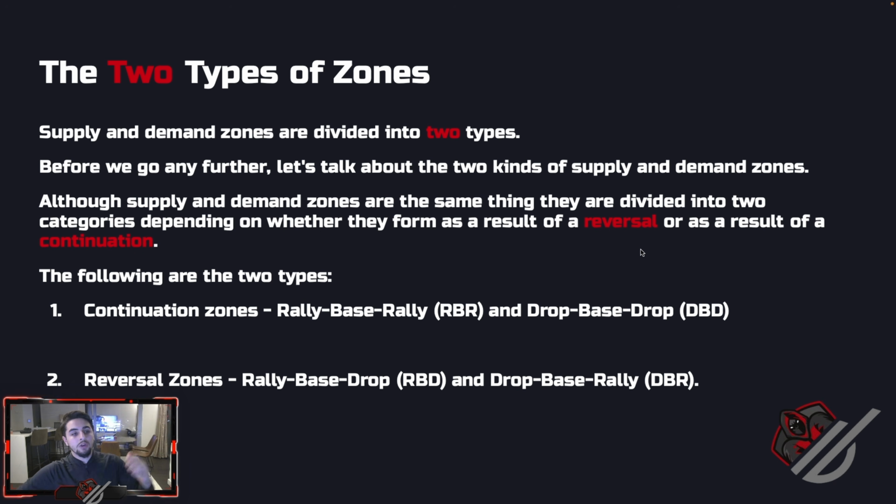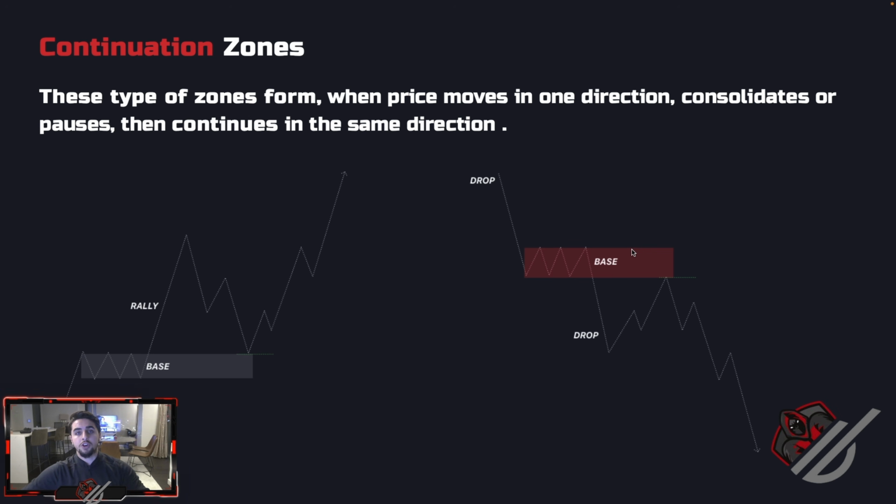All right, so now we're going to go through some examples to illustrate what this actually looks like, so you guys can understand the difference between both types of supply and demand zones. So first, we're going to go for continuation zone, as that is the easiest and most common concept. Continuation zones are types of zones that form when price moves in one direction and then consolidates or pauses in price and then continues in that same direction.